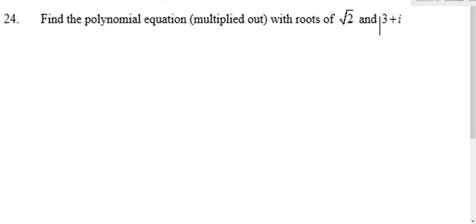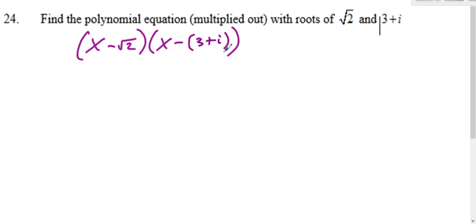All right, so coming up with the polynomial equation, when they give you the roots, if square root of 2 is a root, that means that x minus the square root of 2 is a factor. Like the reverse of teeing it up. Because if you solve this, you'd have x equals square root of 2, which is a root. Same thing for 3 plus i. If that is a root, that means x minus, parentheses, 3 plus i, is a factor.